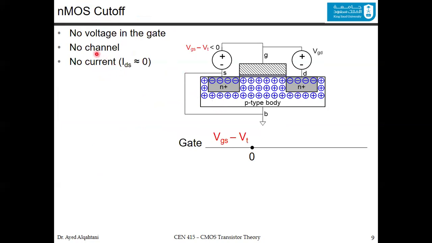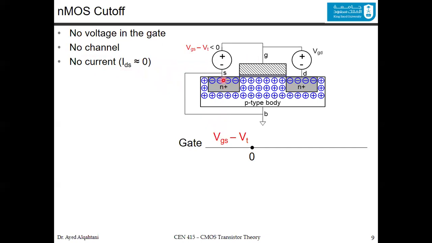In the cutoff, you can see that VGS minus V threshold is less than 0. So we are taking out this threshold voltage that doesn't do much for us. If you take VGS and you take out this threshold voltage and it's still less than 0, it means that there is no voltage in the gate that matters. So there won't be any channel here below the silicon oxide. And the current between the drain and the source is going to be 0.